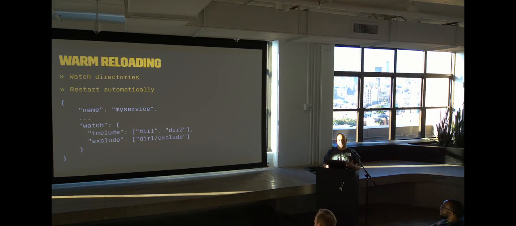So in this case, my service has a watch set up for directory 1 and directory 2. So if any files within those directories change, that service will get restarted. We exclude everything in directory 1 exclude. So for example, if you're using a framework and that auto reloads your templates, you'll want to exclude those templates from the Edward restart.